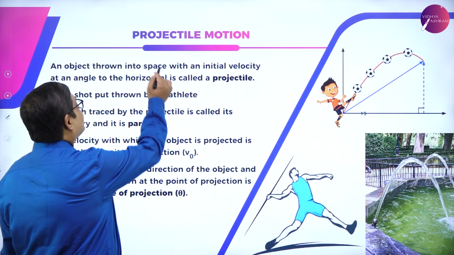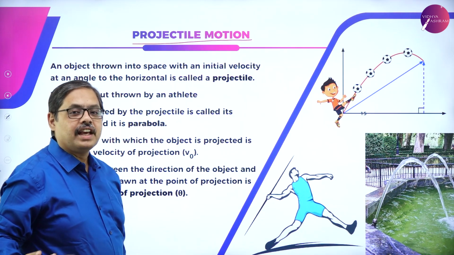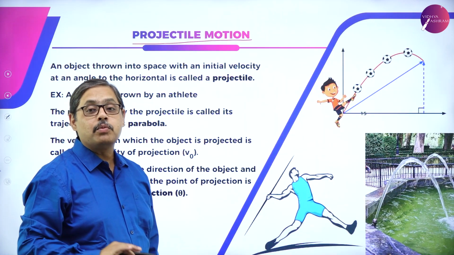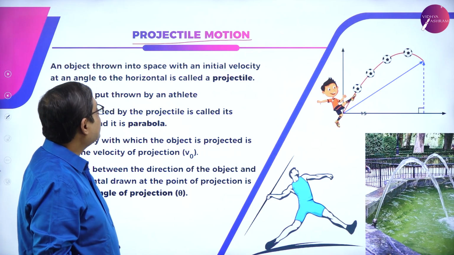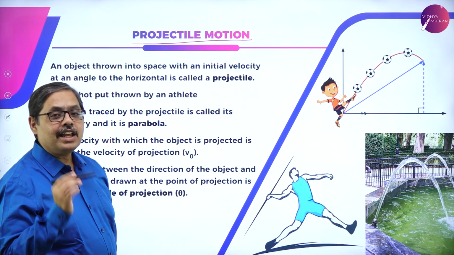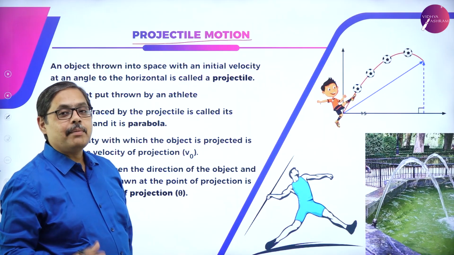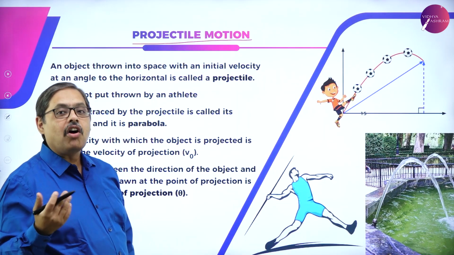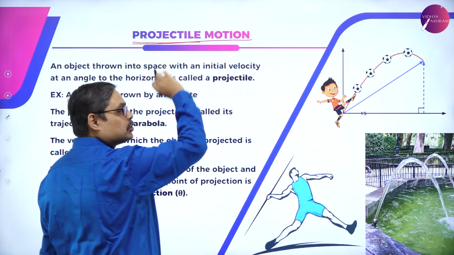Let us check what a projectile motion is. After studying quite in detail about vectors, let us come back to the topic of motion in a plane, or motion in two dimensions. What is a projectile motion? Any object thrown into space, it may be a shot put, it may be a javelin, it may be just a ball thrown into space, it may be a football kicked. All these are examples of projectile motion.